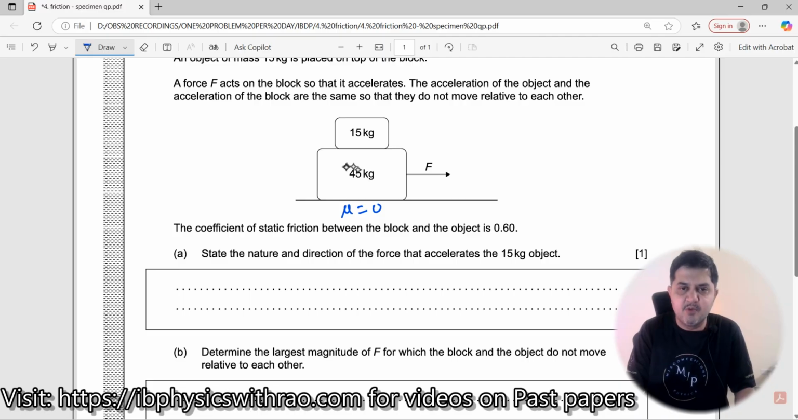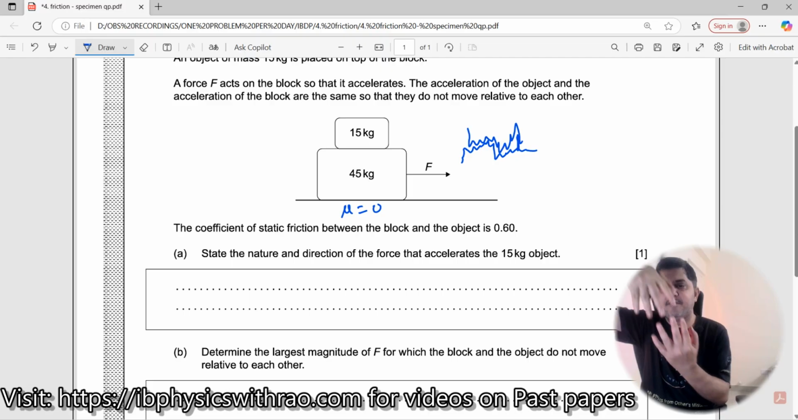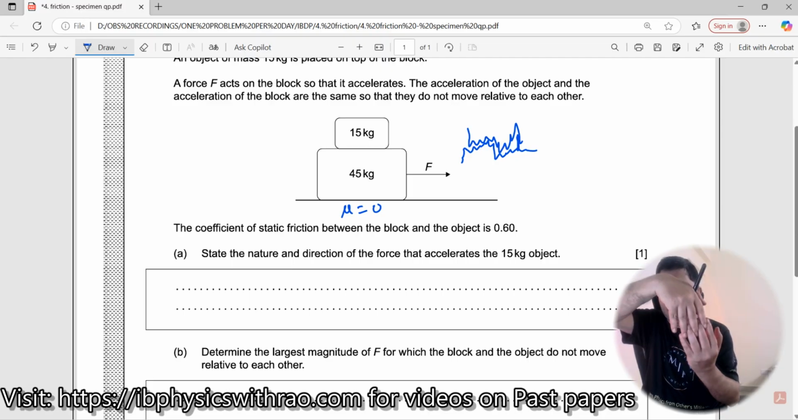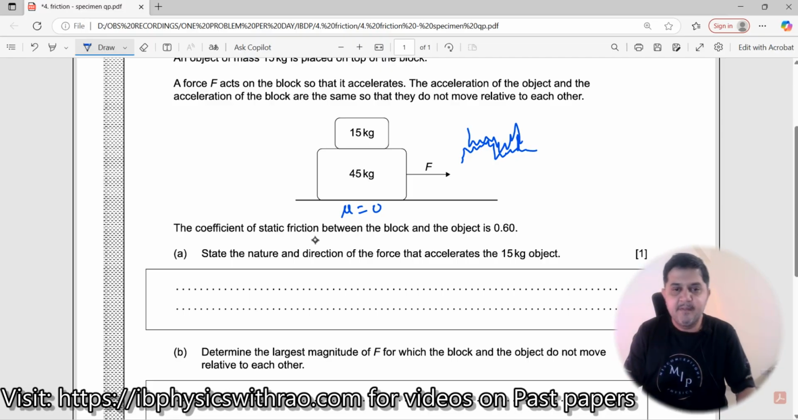So why does it move together? If you ask this question, definitely I can say maybe this will have projections. The 15 kg object will have projections like this, and the 45 kg object will have projections like this. And these two are being fit into a lock and key fit model. They start moving like this. The coefficient of static friction between the block and the object is 0.60. So between these two, the friction is higher. So therefore, they just do not move away.